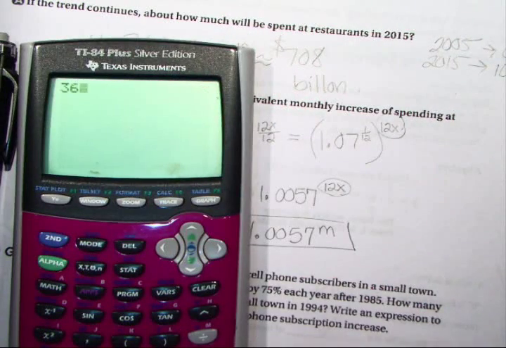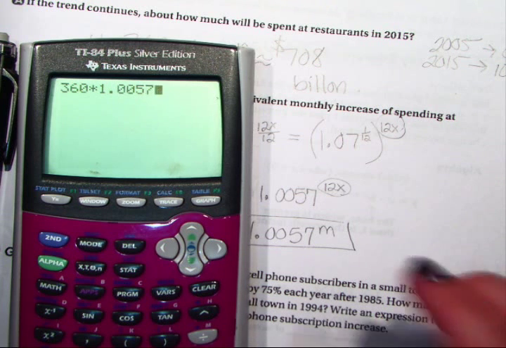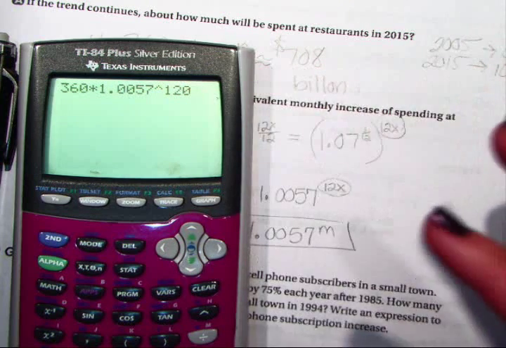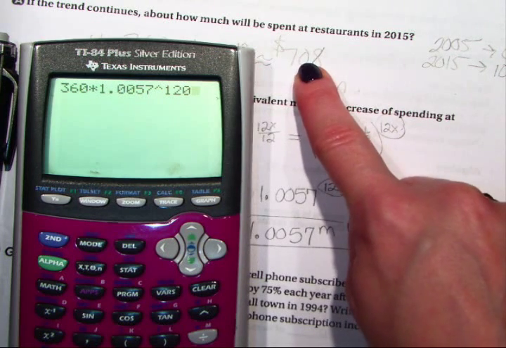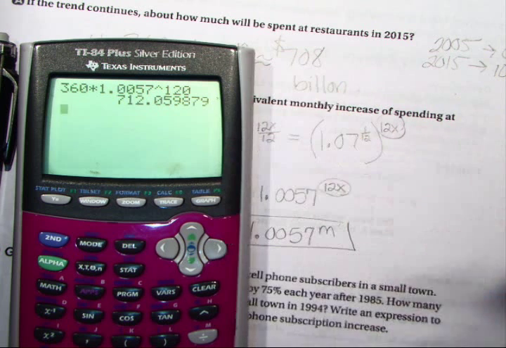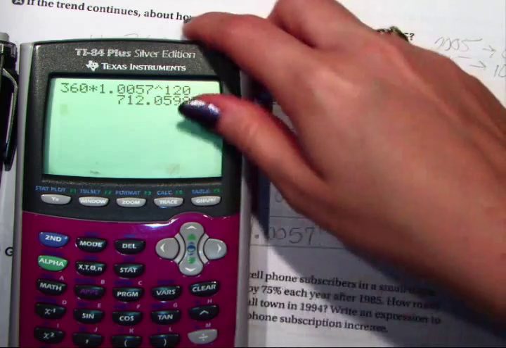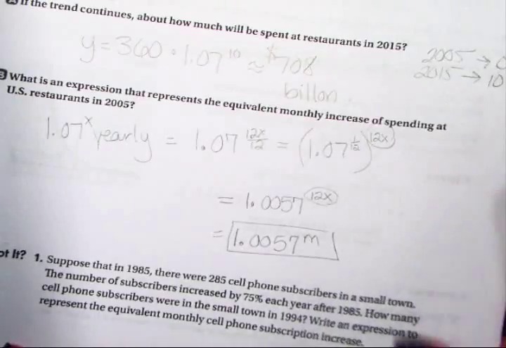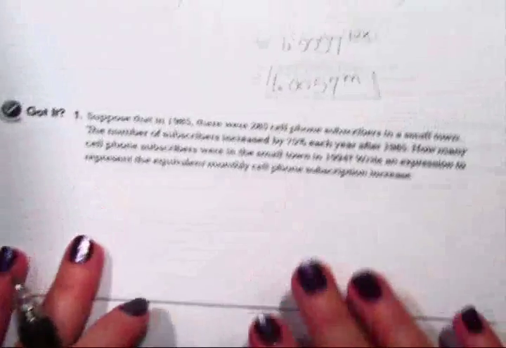So we would do 360 just like we did before, 1.0057 this time to the 120, and we're hoping, again, we had to round, but we're hoping we're going to get close to the 708. Which we do. Again, the numbers are a little bit off because we had to round. But the idea here, guys, is that, yeah, this is absolutely the right way of doing it. Okay, so that was kind of long and lengthy. Let's get this one done.